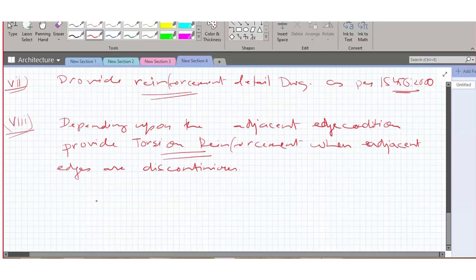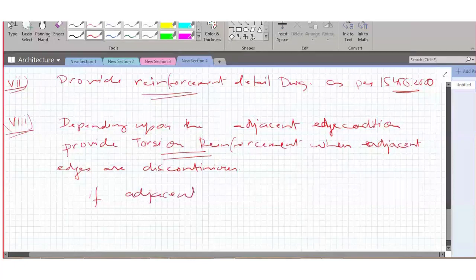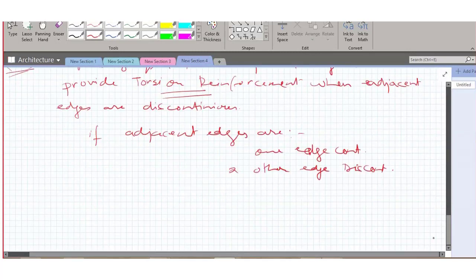And if adjacent edges are such that one edge is continuous and the other edge discontinuous, then how do you provide torsion reinforcement? Half into torsion reinforcement. Torsion reinforcement is actually 3/4 into Ast, so this much steel you have to provide. Half into 3/4, that is 3/8 of Ast steel, will be provided.